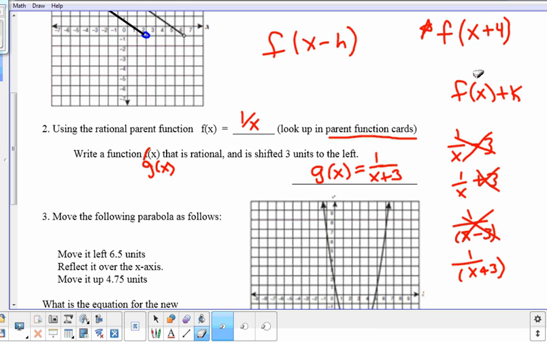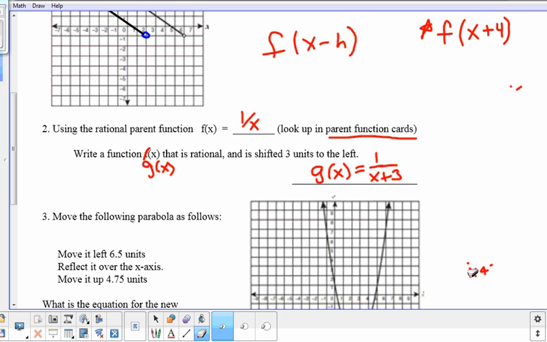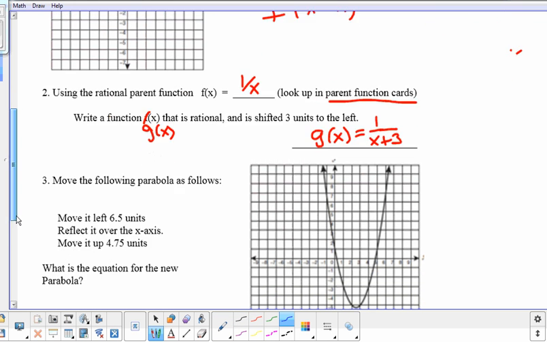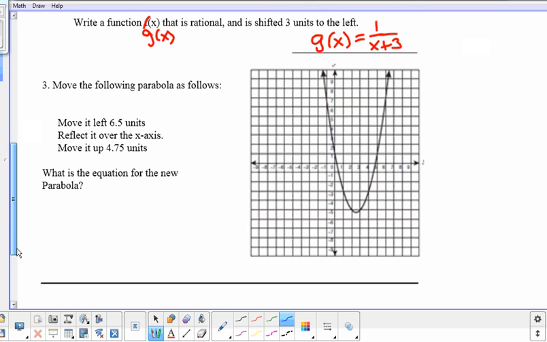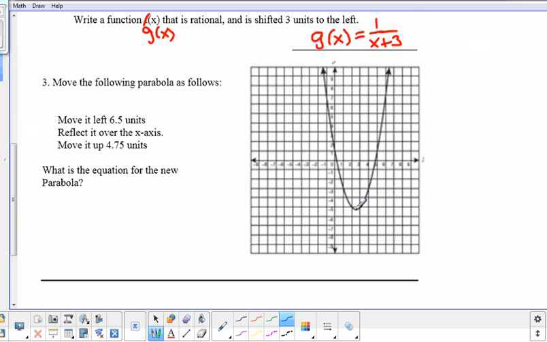Okay, number 3. Move the following parabola as follows. And this one gets kind of confusing because it has decimals, but just go, well, this falls halfway between. So go your half. There's your half. Now just go 6. So 1, 2, 3, 4, 5, 6. 6 and a half left.